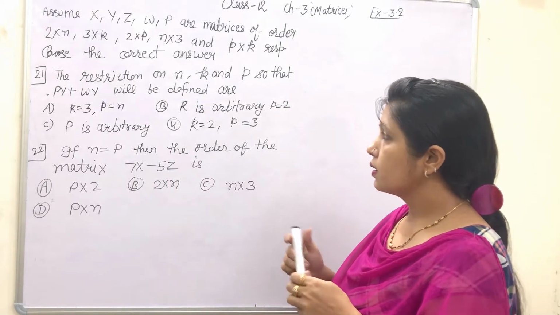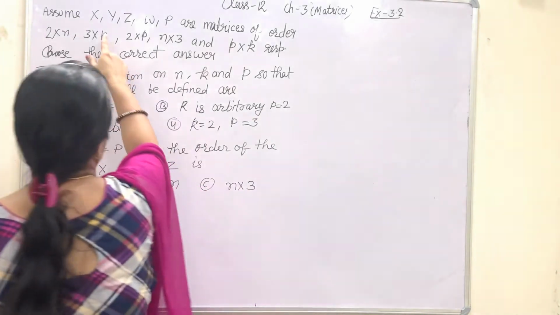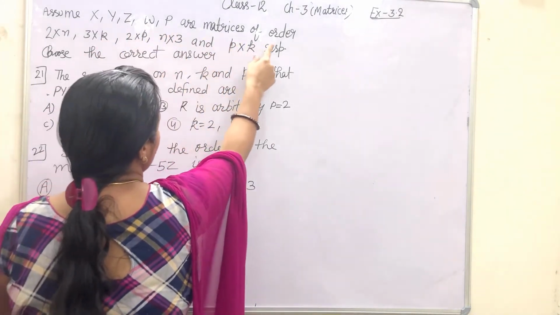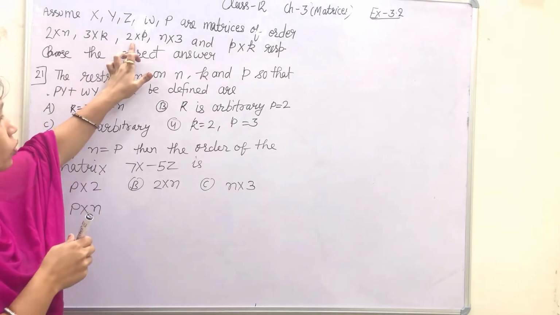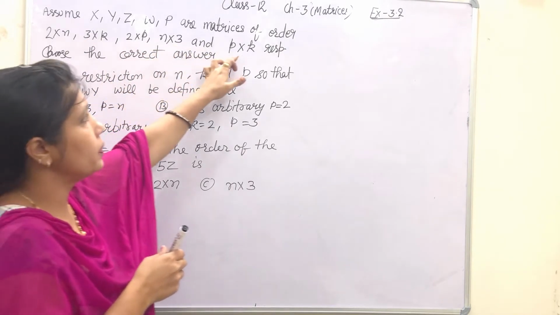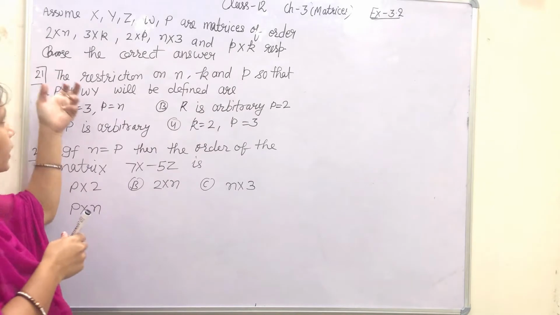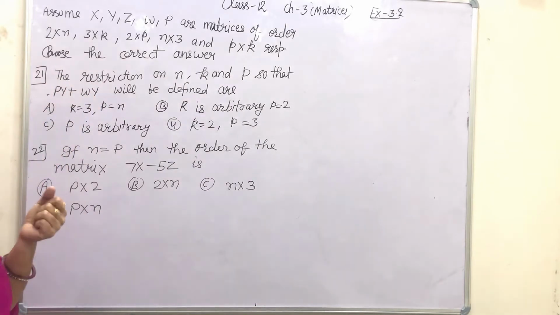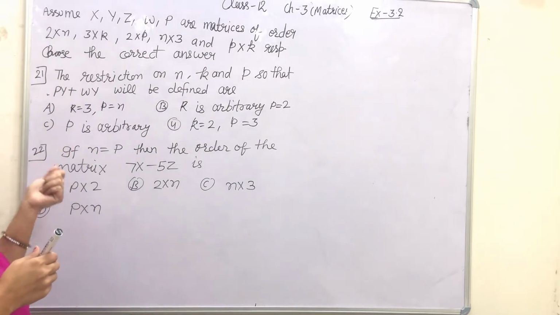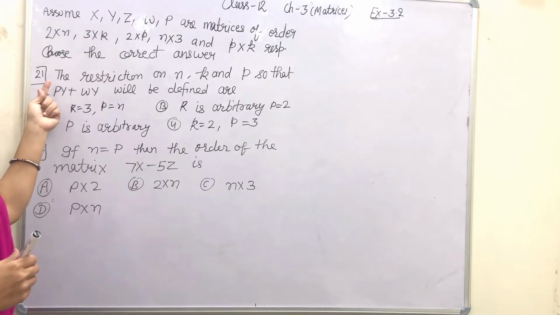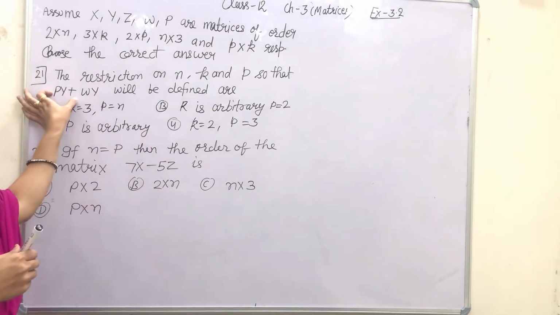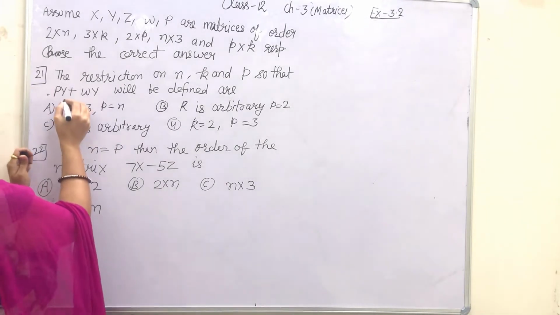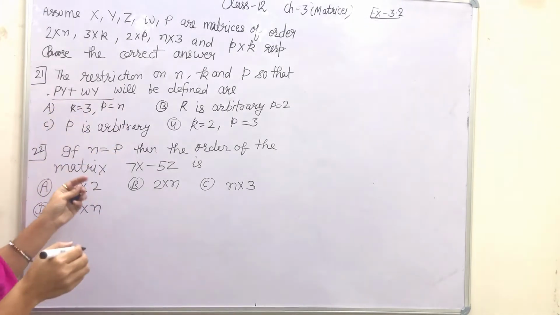Now we have given assume x, y, z, w, p are the matrices of order 2 cross n, 3 cross k, 2 cross p, n cross 3 and p cross k respectively. Then we have to choose our correct answer. How can we choose? Firstly, first question is given the restriction on n, k and p so that py plus wy will be defined.